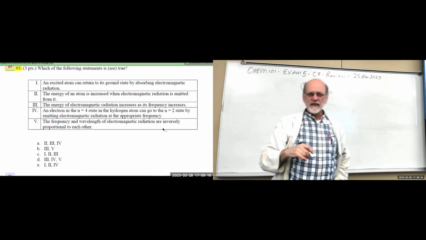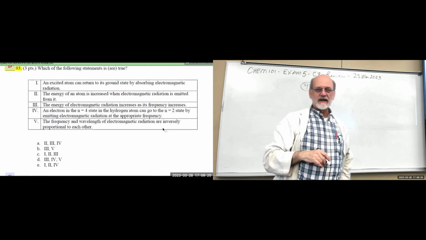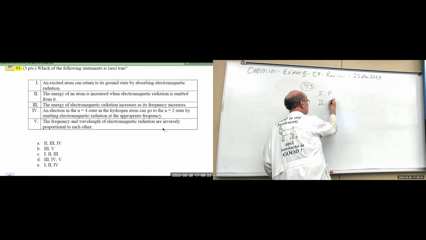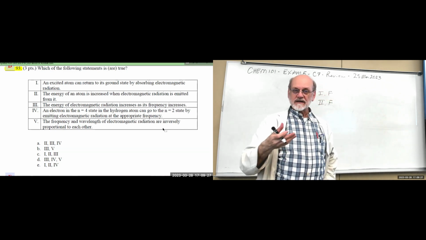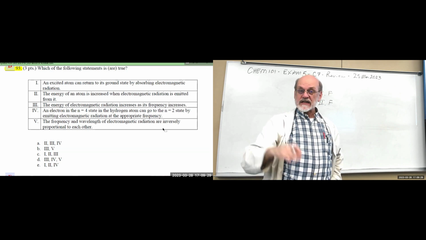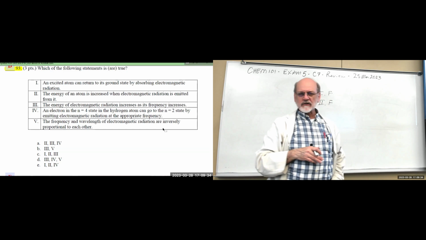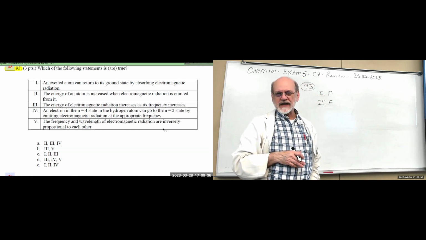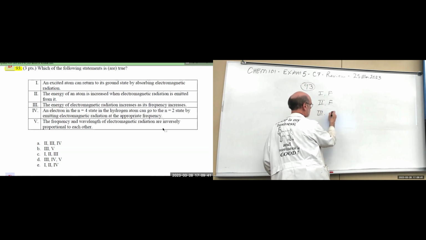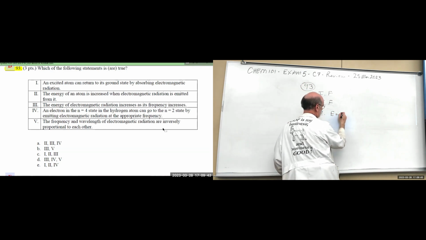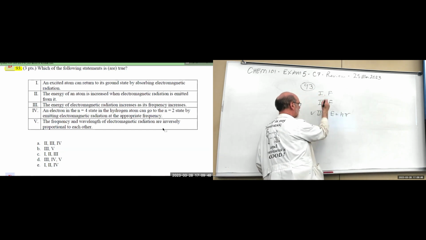How about 2? The energy of an atom is increased when electromagnetic radiation is emitted from it. That's false for the same reason. When energy is emitted, the energy level of the atom decreases. Number 3, the energy of electromagnetic radiation increases as its frequency increases. Yes. Increase frequency, increase energy. That one's true.